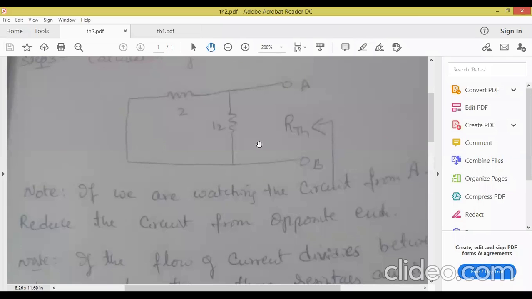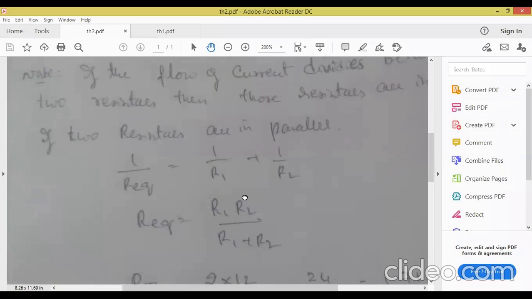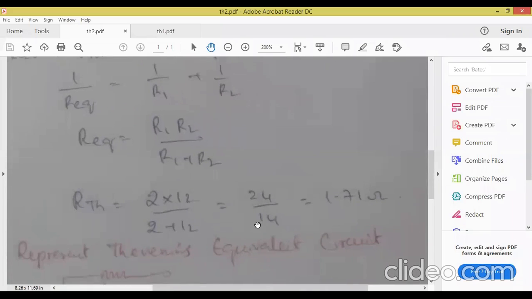You can tell perfectly. Raise your hand, I'll give you the chance. What is RTH? Equivalent resistance seen from the terminals A and B when all the voltage sources are short circuited and current sources are open circuited. Understood now? Okay, so first let us solve this one. RTH we have calculated, which is the parallel combination of 2 and 12. How much did we get for the total Thevenin's resistance?